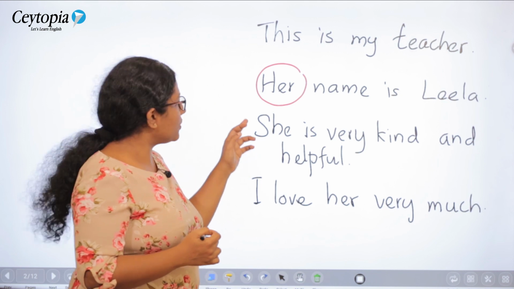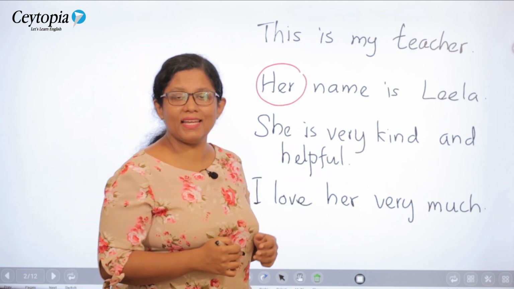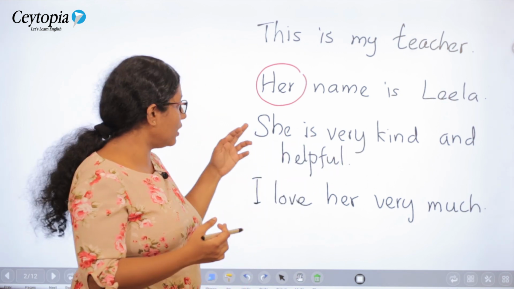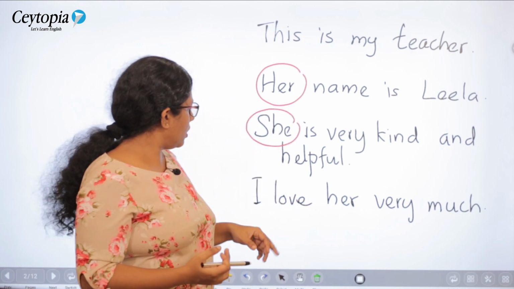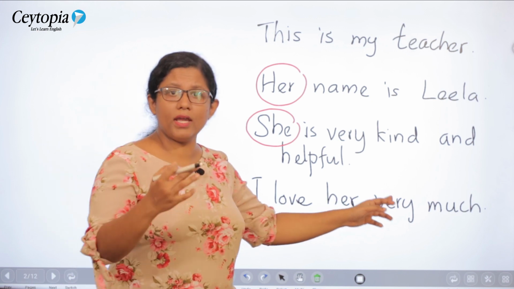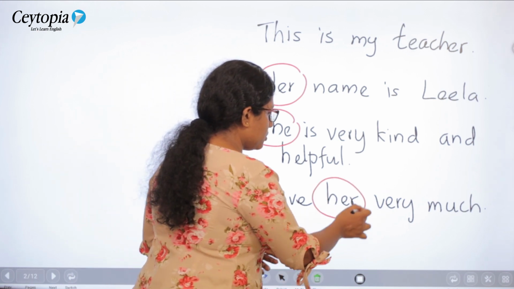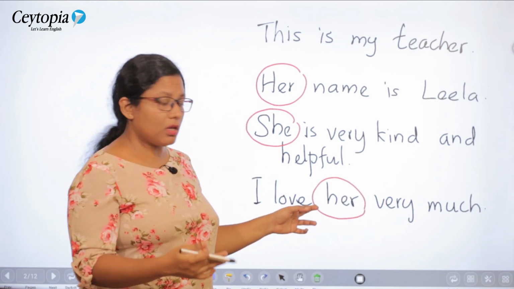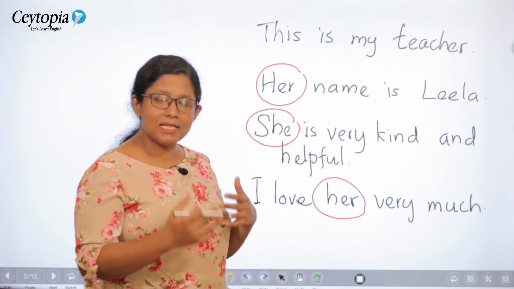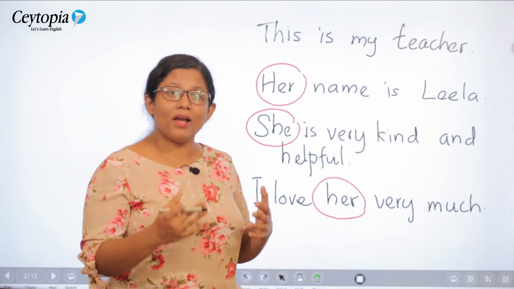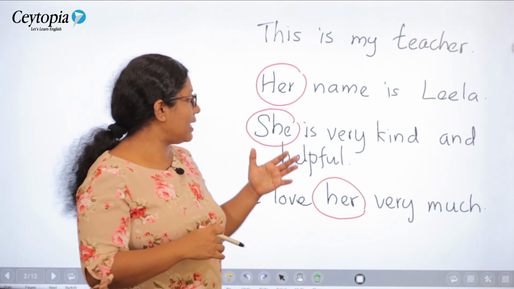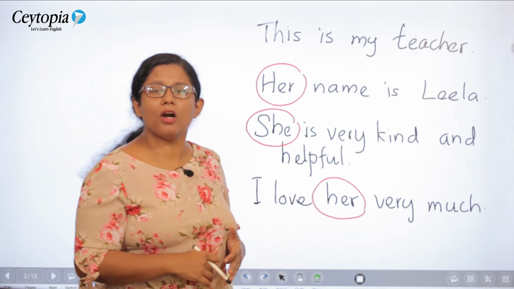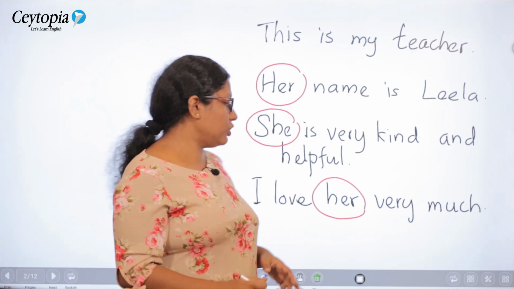There's another pronoun. She is very kind and helpful. Now you are talking about her. She is very kind and helpful. Next one, I love her very much. Again, you don't use she here or herself, but you use her. So there is a specific reason why we cannot use one pronoun in place of all these nouns. Let's see why we do so.